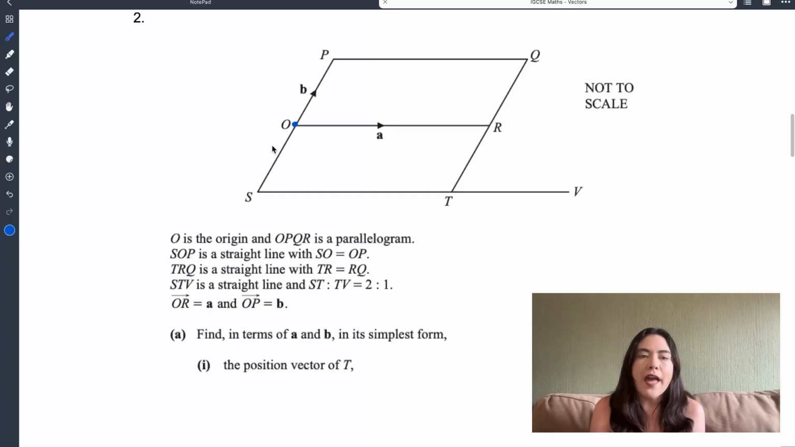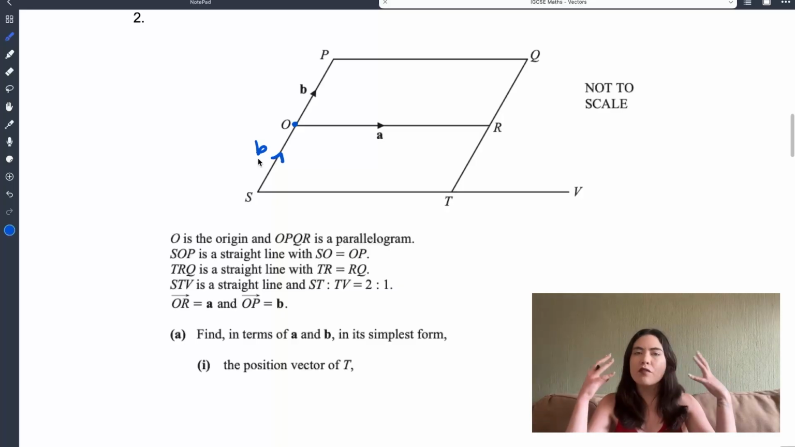Okay, so SOP is a straight line with SO equaling OP. Now that basically means that if OP is equal to B and SO is the same as OP, that means that SO must also equal B. Again, I'm putting the information on the diagram. In your exam, you're welcome to do this. Maybe do it in pencil so it doesn't overwhelm the examiner or the diagram, but just put in the information. Don't try and hold everything in your head.